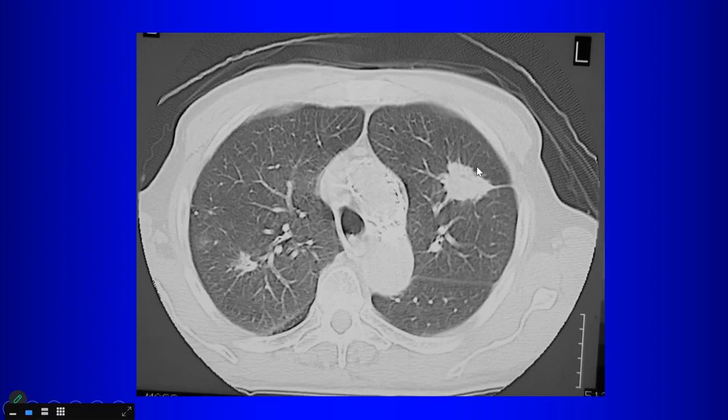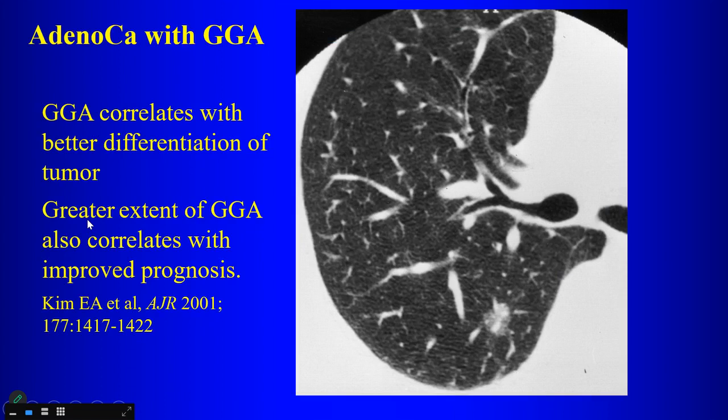So here's one tumor presenting as a nodule, but these can be multifocal, right? So these tumors can occur in more than one area within the lung. So multifocal sites of tumor can also be associated with these cancers. When adenocarcinoma is associated with ground glass opacity, the ground glass tends to correlate with well-differentiated areas of the tumor, so it's a good prognostic indicator. The greater extent of ground glass also correlates with improved prognosis.